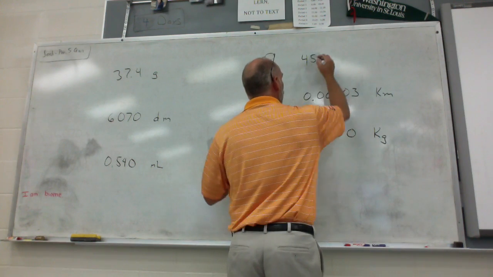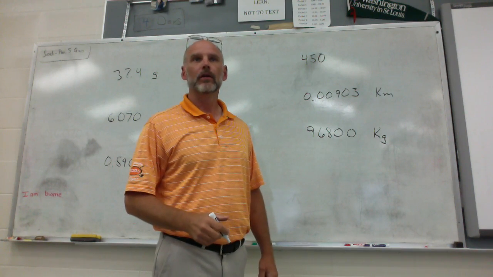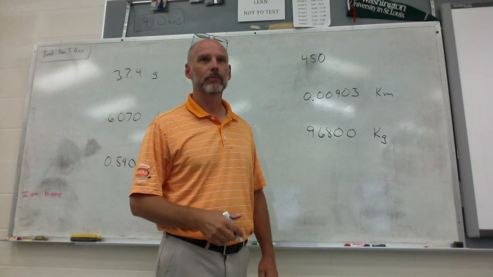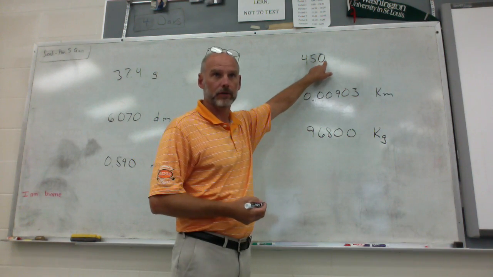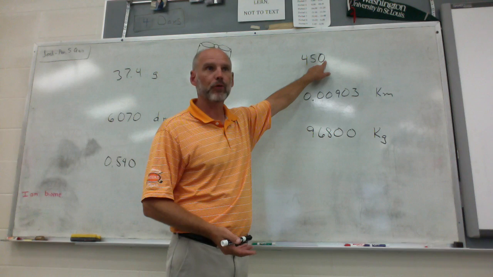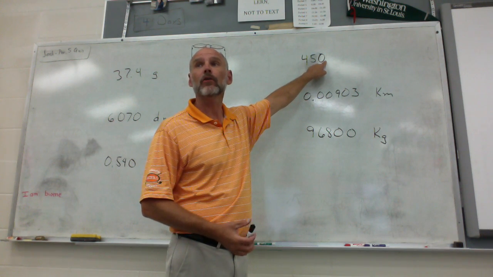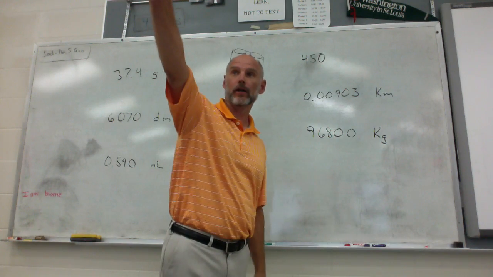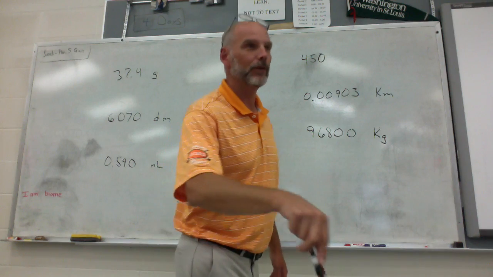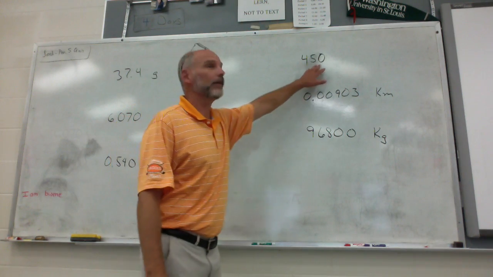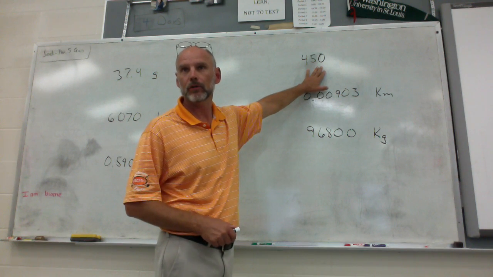How can I write this to 3 significant digits? Go ahead, Jordan. You can either put a decimal here or write it as 4.50 times 10 to the 2nd. Yes? Carter. I've got your name, don't I? Now, all right, how would I write this to 4 significant digits if I needed to?